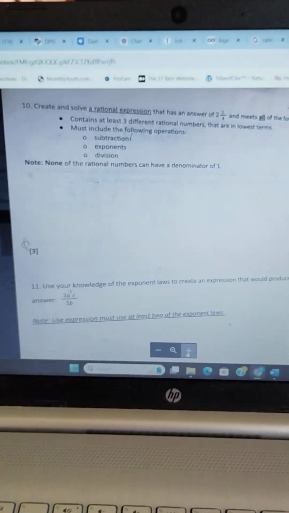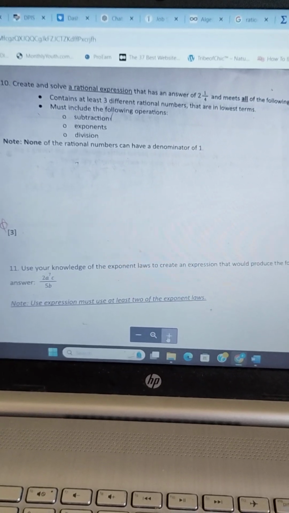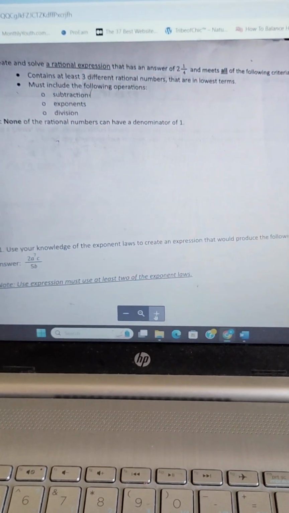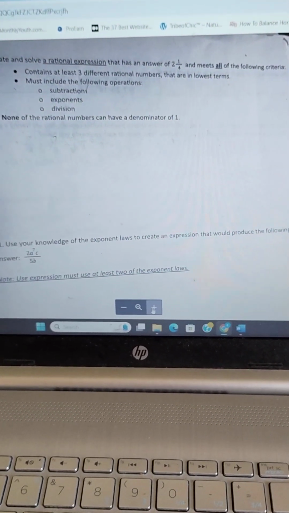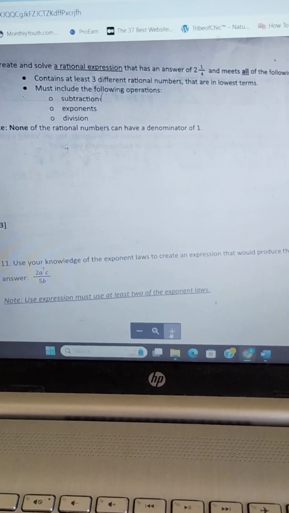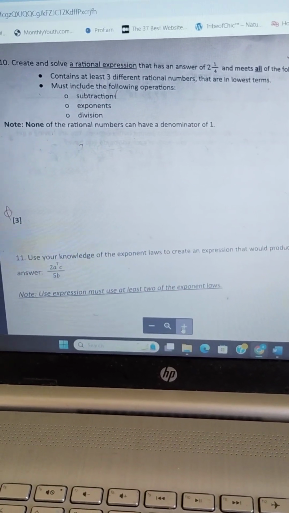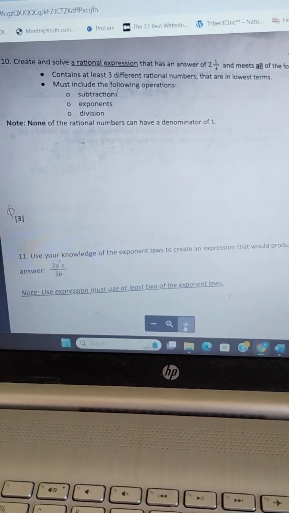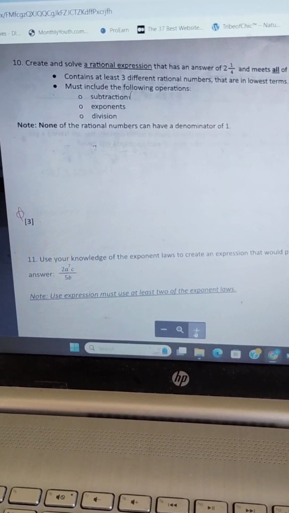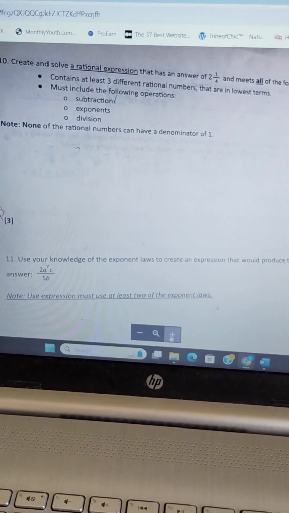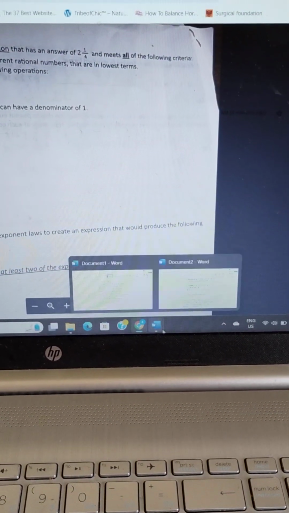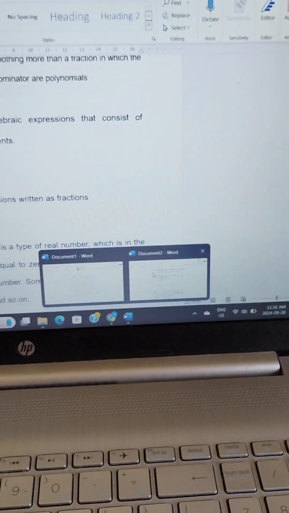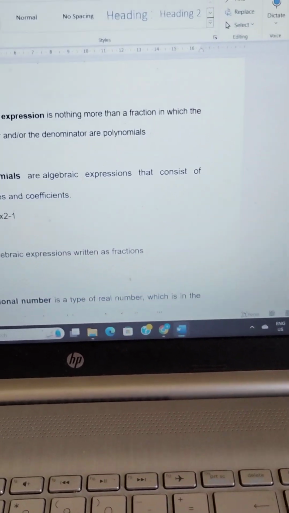Taking too much time. So the question is, create and solve a rational expression that has an answer of 2 1/4 and meets all of the following criteria. It must have at least 3 different rational numbers that are in their lowest terms, and must include the following operations: subtraction, exponent, division. Note, none of the rational numbers can have a denominator of 1. Noted. So the first thing first, what is a rational expression?